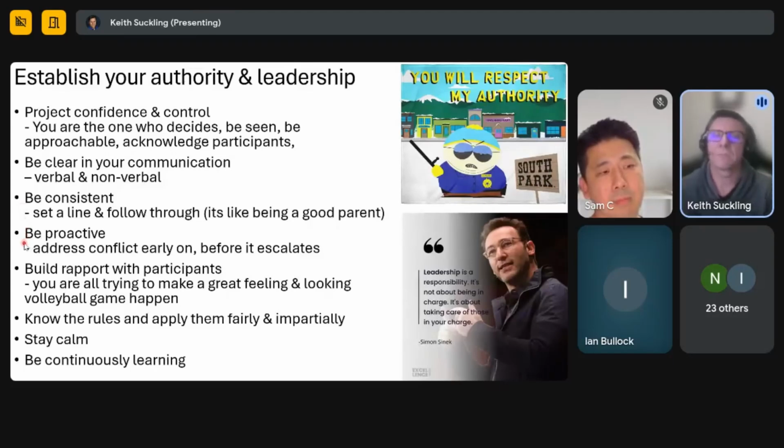The next one is a really important one. You've got to be proactive in what you're doing here. This is an important one because it's very easy for things to just bubble along and you're going, you know what, this is all fine, it's all fine, it's all fine. It'll be okay. And then all of a sudden it's not okay. Being proactive means that if you see something, you do something about it quickly.